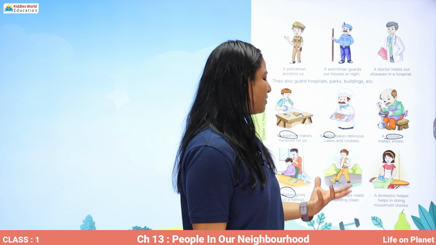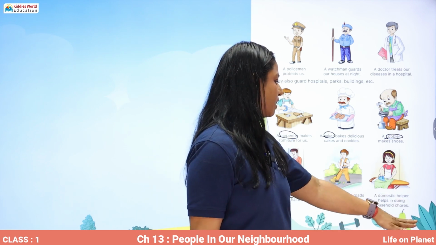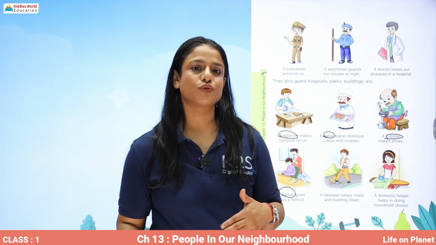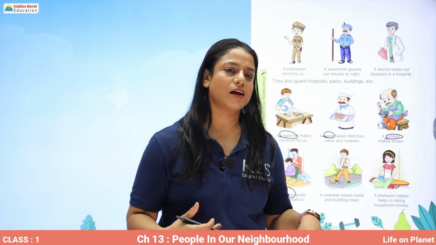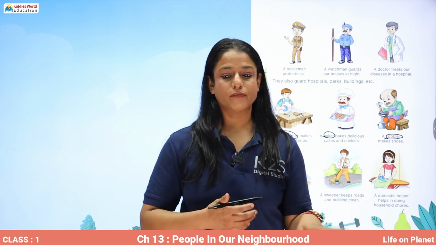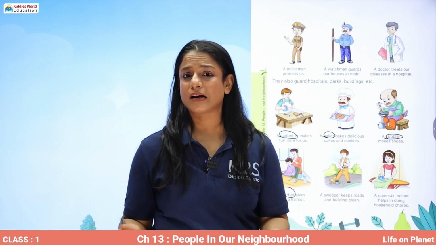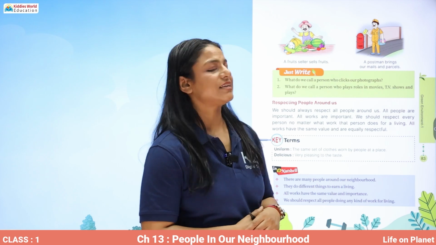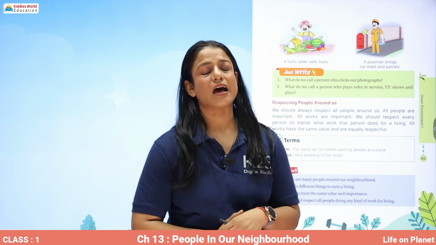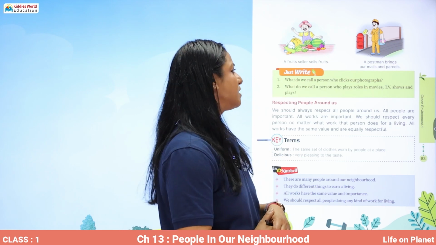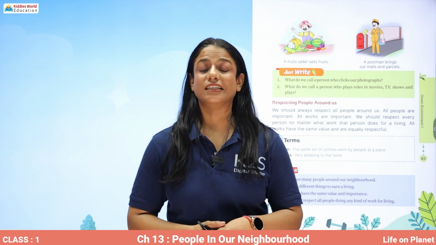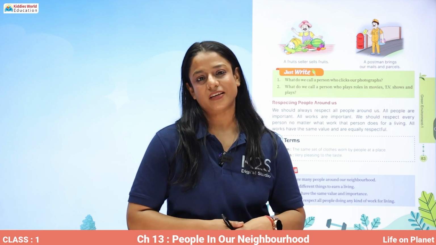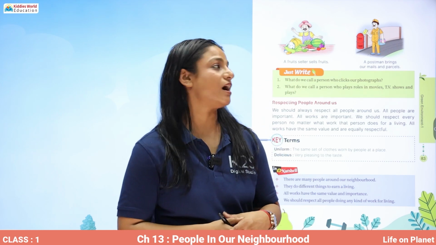A sweeper keeps roads and buildings clean. A domestic helper helps in doing household chores. So the one who comes to our house every day or stays in our house for household chores is our house help. And when you go on the road and when people litter around, who cleans it? A sweeper cleans it. So we should not litter around. A fruit seller sells fruits and a postman brings our mails and parcels to our house. So this is about the different people whom we meet on an everyday basis, and they make our life easier by doing something or the other for us in our lives.